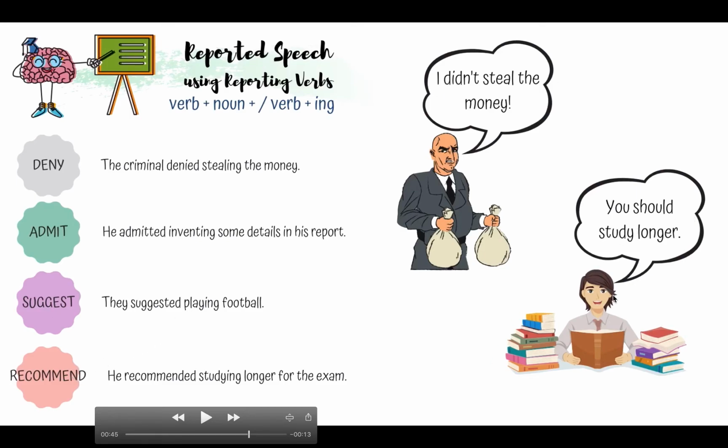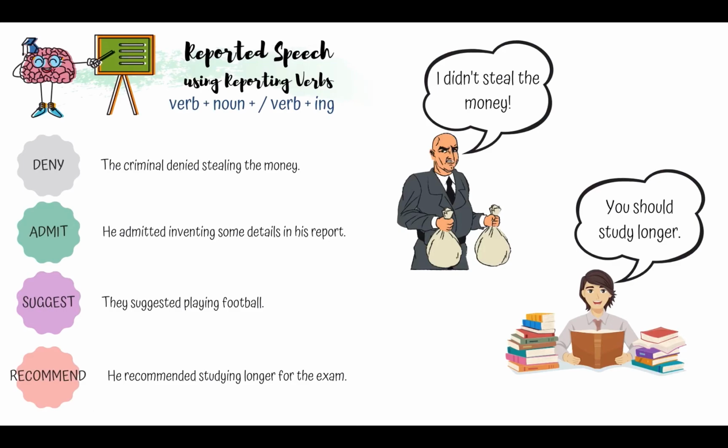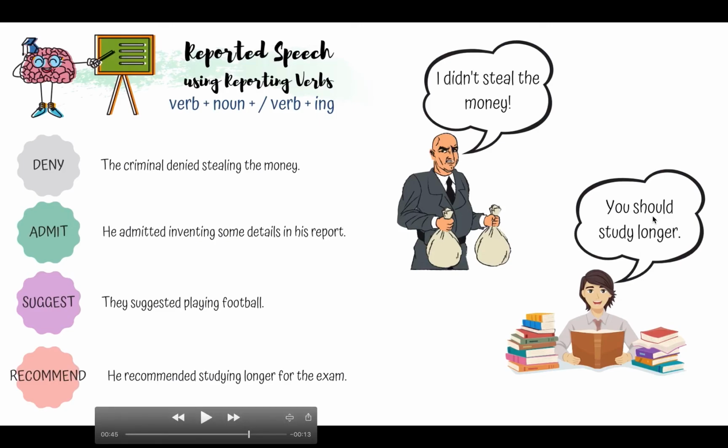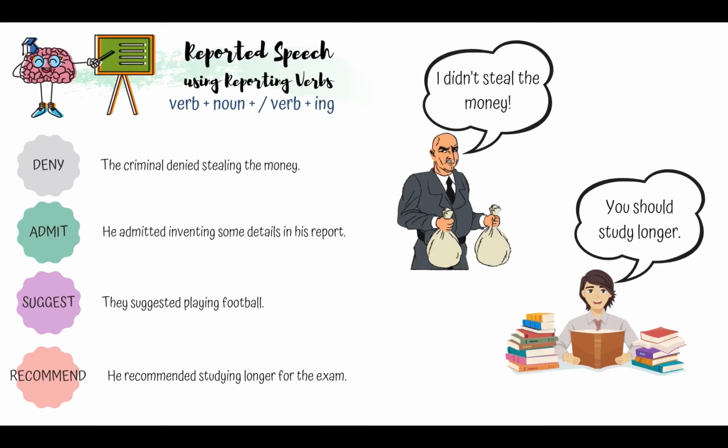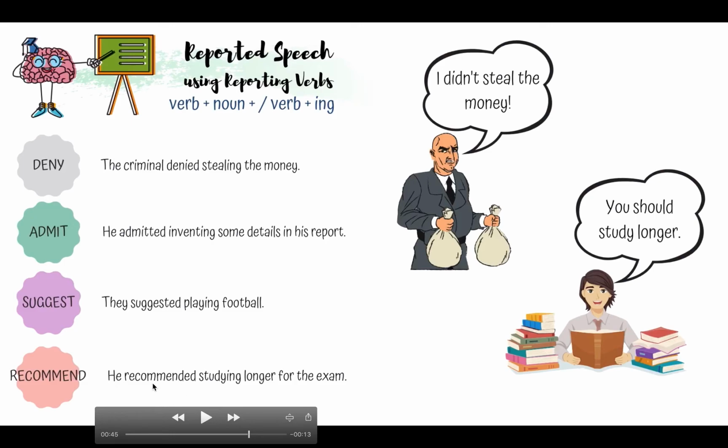And here we have a teacher or a student. Okay. You should study longer. So again, we need to think about the functional language here. What is actually happening? Well, this person is recommending or giving advice. So is recommending that someone studies longer. So he recommended, our reporting verb in the past, plus the verb in ing. So he recommended studying longer for the exam.